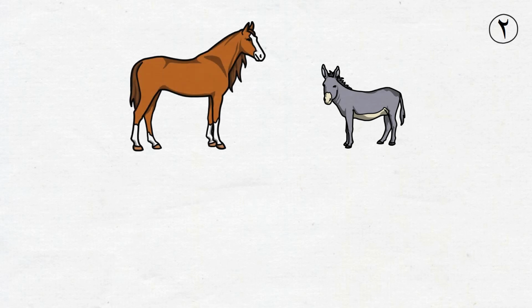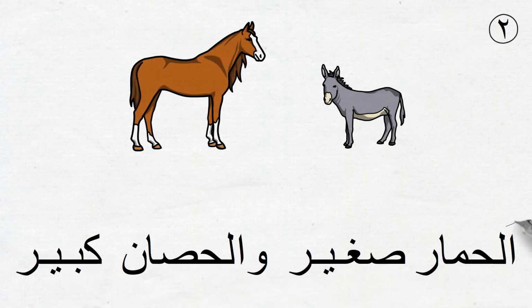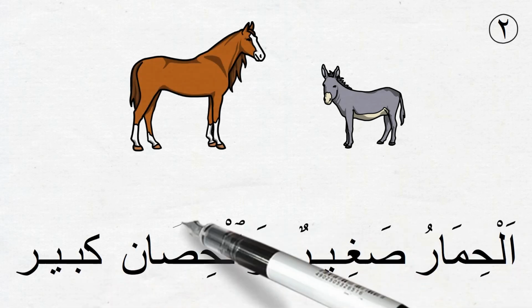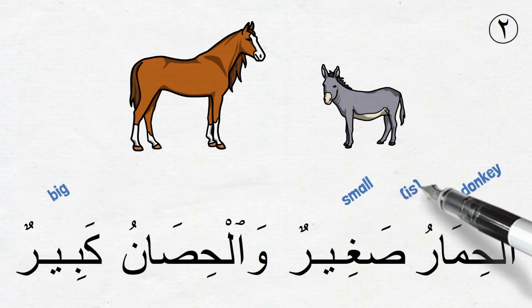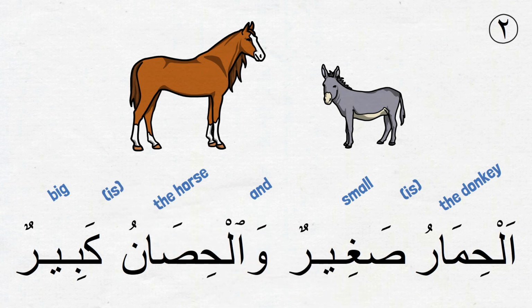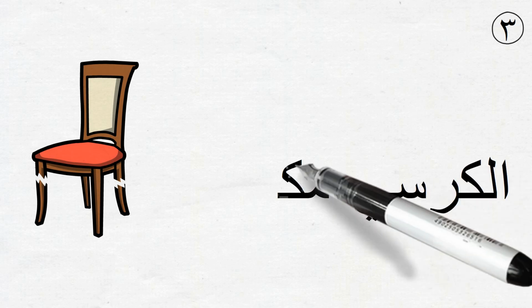The second sentence. الحمار صغير والحصان كبير. Here the word صغير means small and كبير means big. So the translation of the sentence is the donkey is small and the horse is big. Notice hamzatul wasl sign here. So we are joining wa to al. والحصان, not wa al-hisanu.